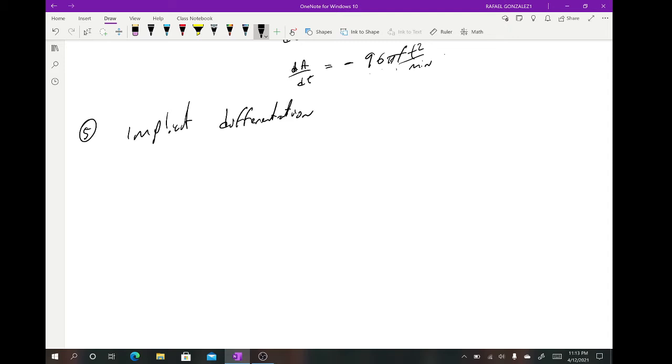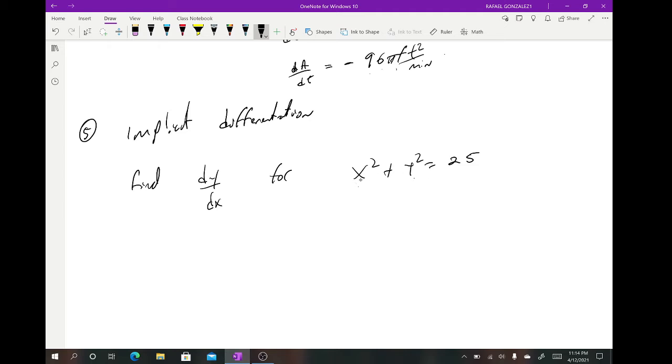Now, if somebody comes up to you and tells you find dy/dx for, and I'm going to keep this one very simple, x squared plus y squared equals 25, right? This is just a circle with radius 5. If somebody came to you and asked you that, what you had to do was take the derivative of both sides of this equation with respect to x.